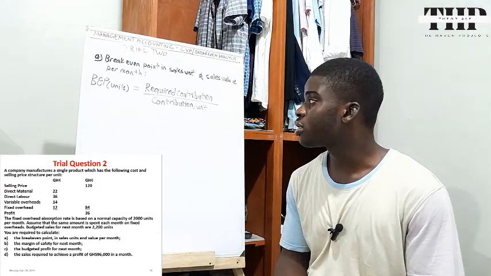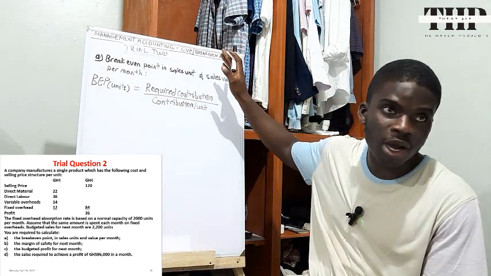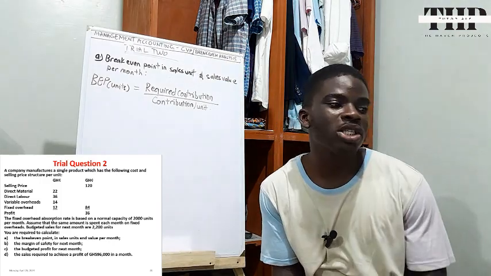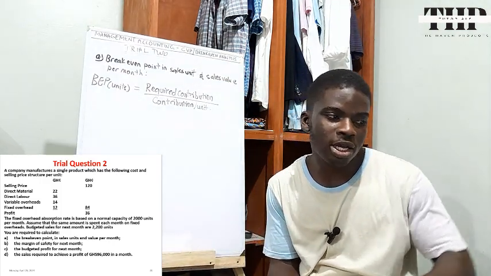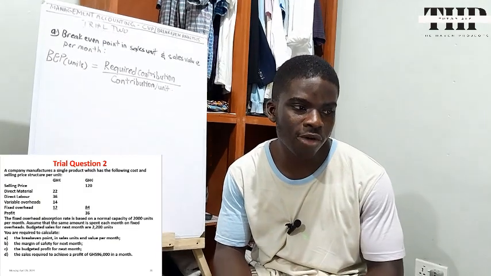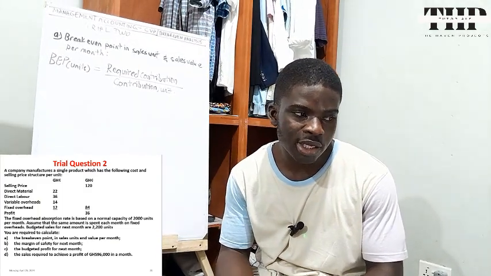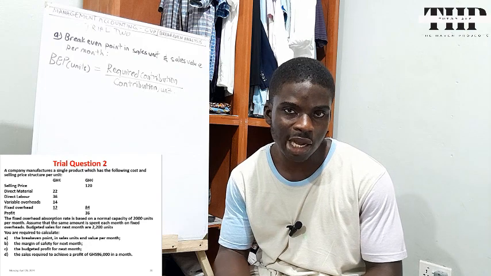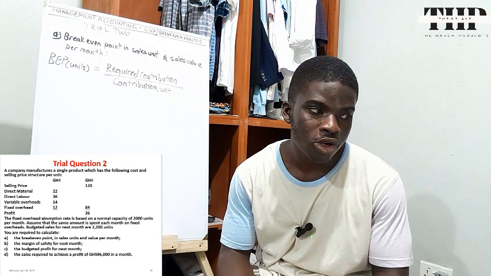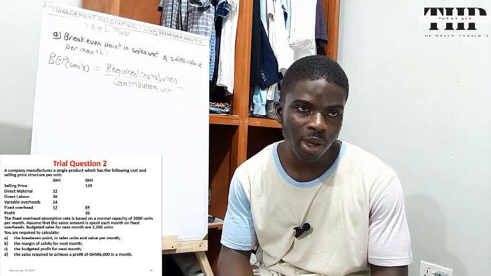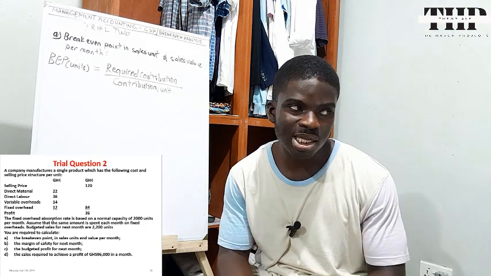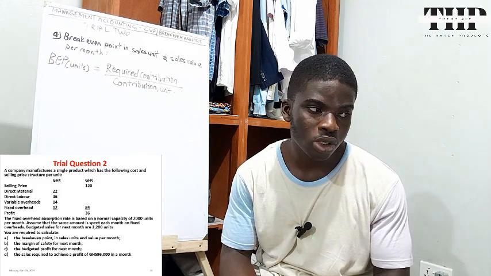we start with the break-even point in units, right? The same formula: required contribution over contribution per unit. I realize that in this question, it says that the fixed overhead absorption rate is based on a normal capacity of 2,000 units per month. It doesn't make mention of any fixed cost for the period or for the month, but it gives you the fixed overhead per unit. That's the OAR. So when we discussed marginal and absorption costing, the fixed overhead per unit is the same as the OAR, so that's always the OAR.